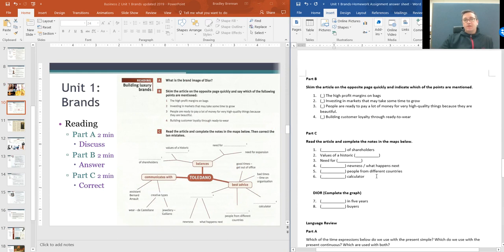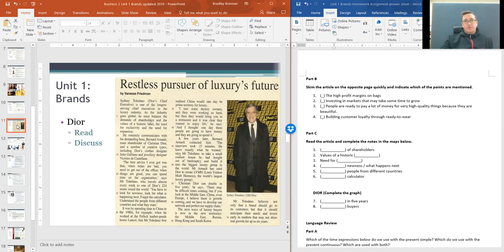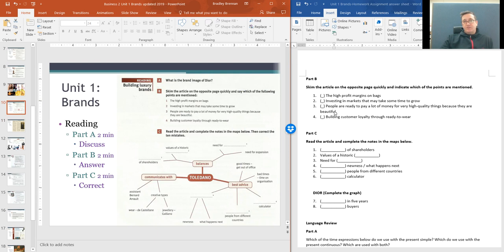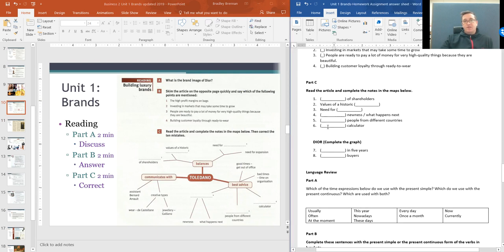Here, in part B, skim the article on the next page and indicate which of the points are mentioned. Here I put little boxes where you can just put an X in there if they're mentioned. So the article is here, the restless pursuer of luxury's future. Read that article, and then you'll be able to answer these questions of part B. And then part C, again, you read the article and complete the notes in the map below.